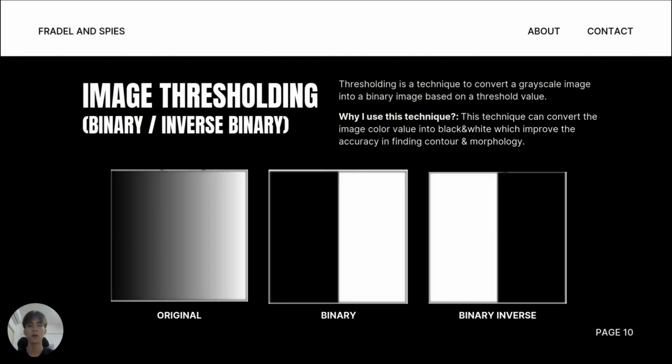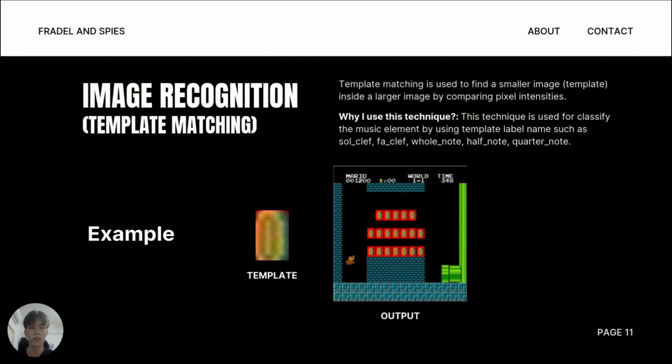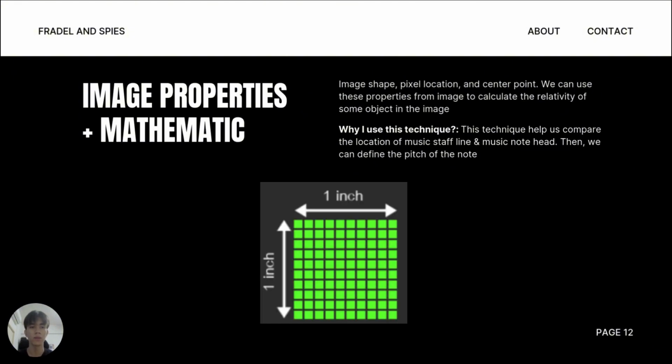The image thresholding. Thresholding is a technique to convert a grayscale image into a binary image based on a threshold value. Why we use this? This technique converts the image color values into black and white, which improves the accuracy in finding contours and morphology. Image recognition. Template matching is used to find a smaller image or template inside a larger image by comparing pixel intensity. We use this technique to classify the music elements by using the template label name.